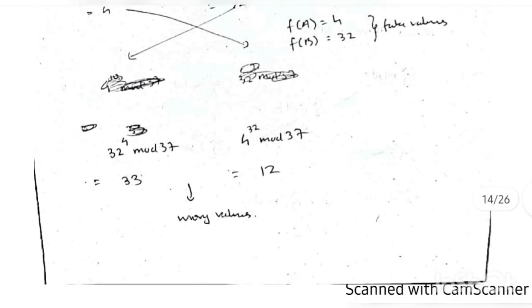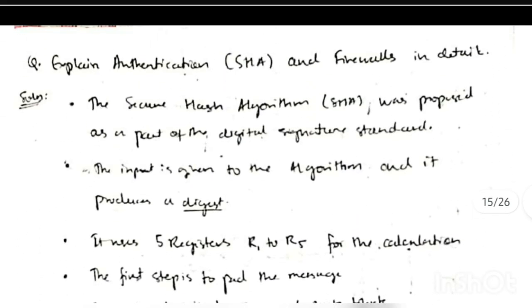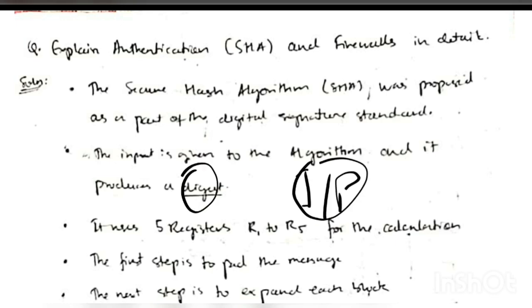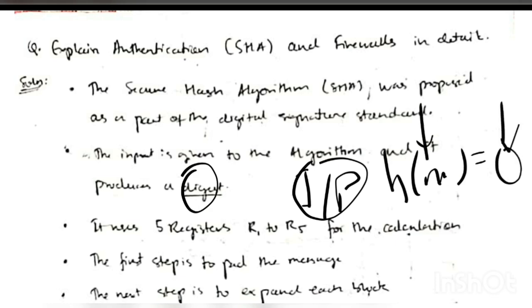And coming to the authentication techniques, the main technique is the SHA algorithm. In the SHA algorithm, you will have an input, and by using that input, you will produce a message digest, that is nothing but h of m. It means by using a hash function, you are producing some value, and that value is known as the message digest.